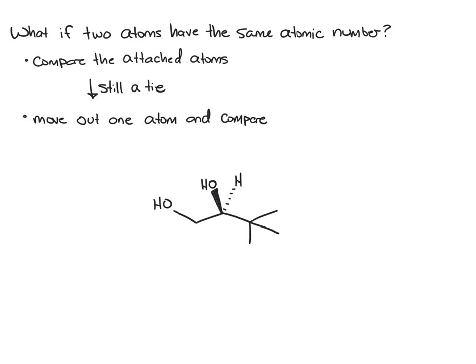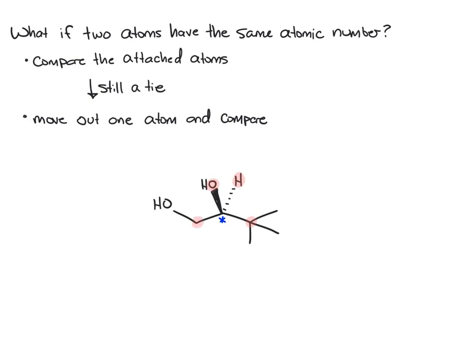Now, in some cases, you might run into a situation where two atoms have the same atomic number. Let's look at this example down here and we'll see how that happens. Here's our chiral center, and let's go ahead and highlight the four atoms directly attached. We have an oxygen, a hydrogen, a carbon, and a carbon.